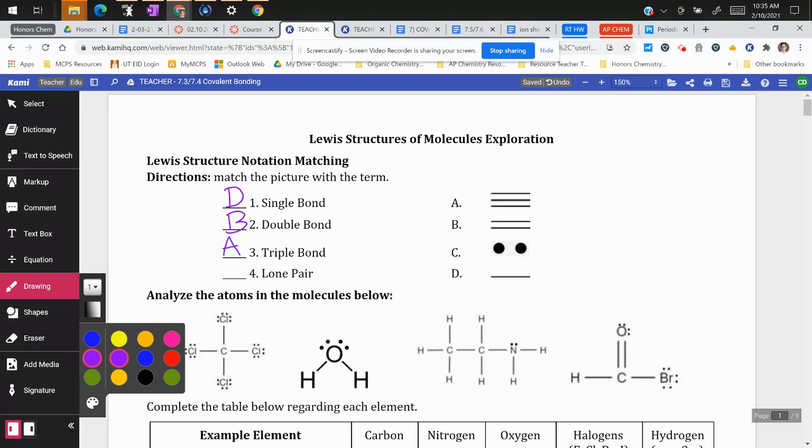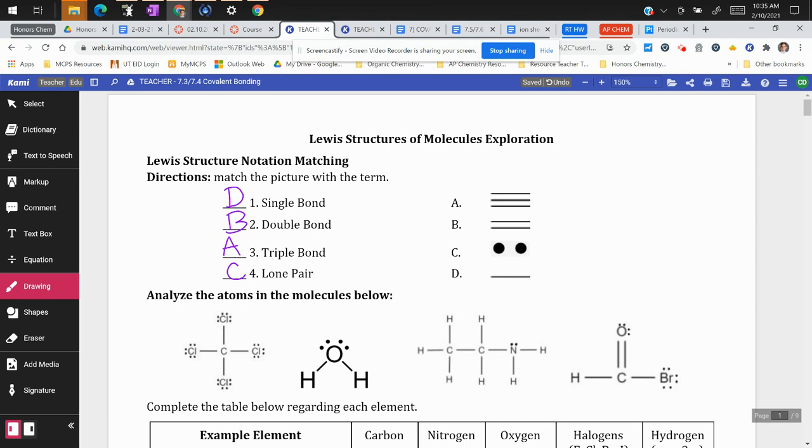And then I have this new term called a lone pair. A lone pair is represented by two dots. So we have to think about what these bonds represent. As I mentioned, they represent electrons, but how many electrons do they represent?